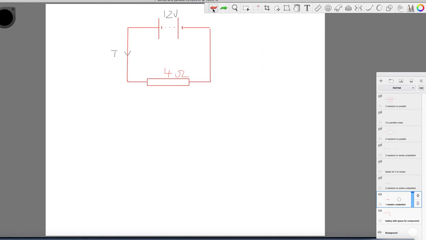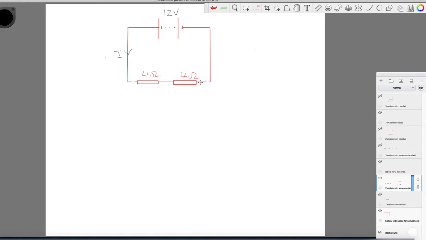So let's then consider 2 resistors in series. Now, same idea. Here we have, if we had 12 volts. Again, all of the current that flows out of the battery flows through this 4 ohm resistor and this 4 ohm resistor.